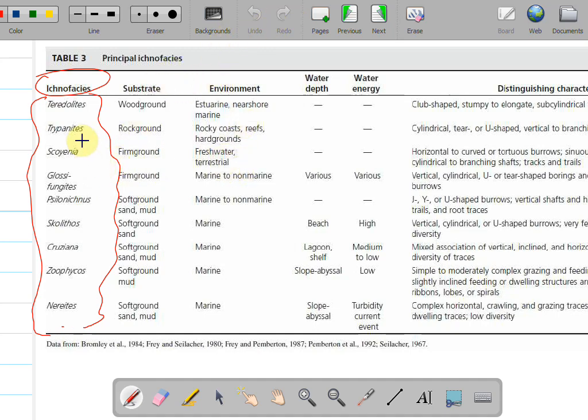These names are important. Names can come, like what is Skolithos? Skolithos is a type of what? A biogenic structure. Okay, and bioturbation structure. So you can say that.